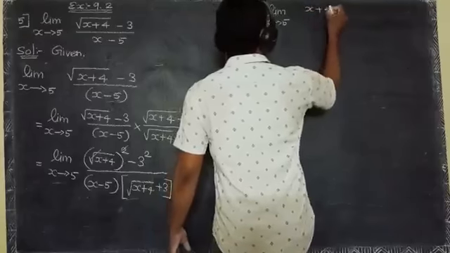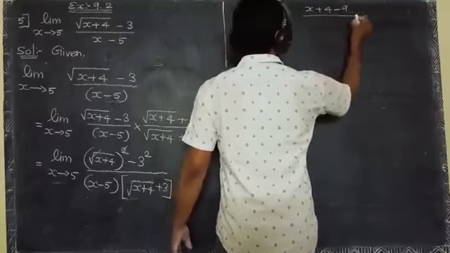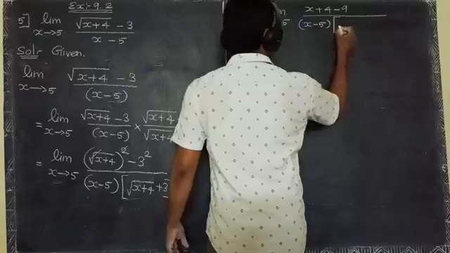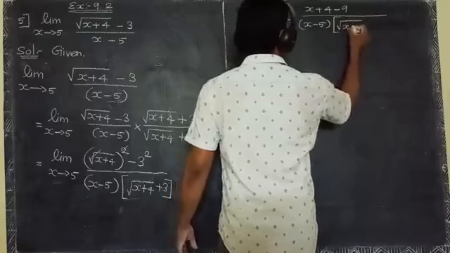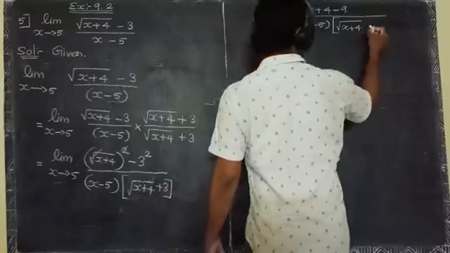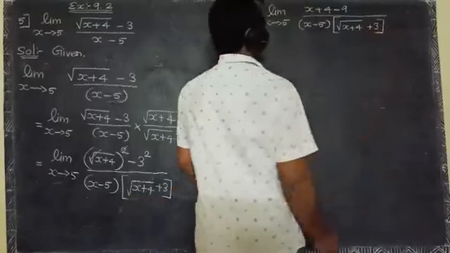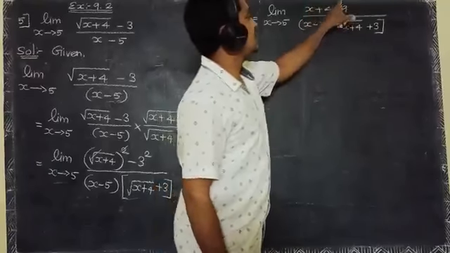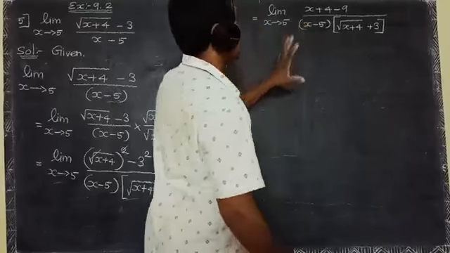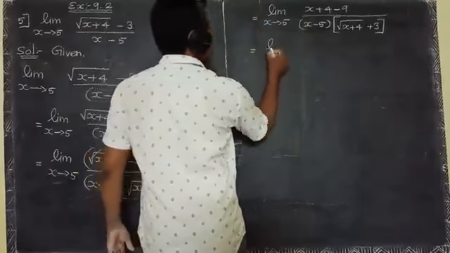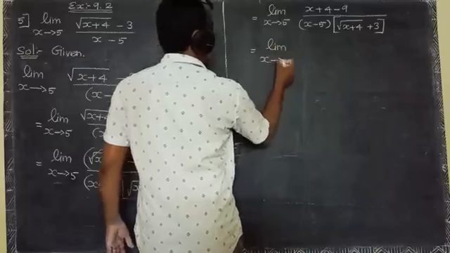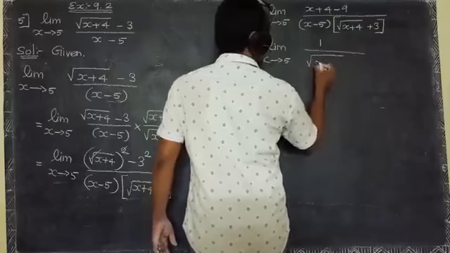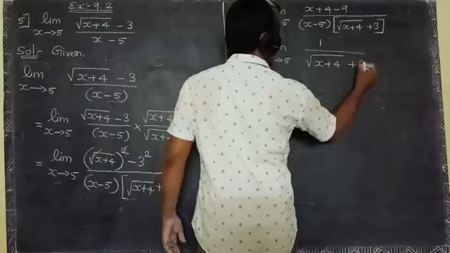x plus 4 minus 9 divided by x minus 5, into square root of x plus 4 plus 3. In the numerator, 4 minus 9 is minus 5. The factors x minus 5 cancel. Finally we get the limit as x approaches 5 of 1 divided by square root of x plus 4 plus 3.